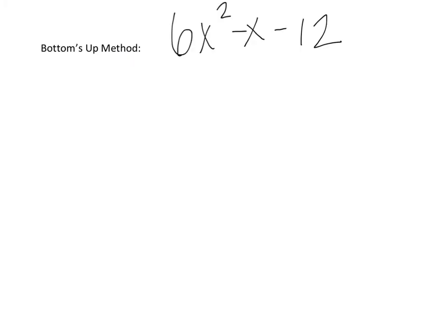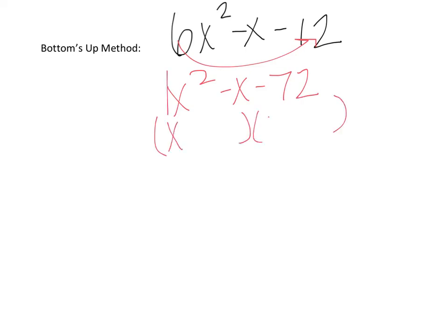Okay, bottoms up method. First thing I'm going to do is multiply my 6 to my -12. x squared minus x minus 72. Factor it like I would with the coefficient of 1. x and x, multiplies to -72, adds to -1: -9, +8. That 6 comes back into play. I take both of these numbers and divide them by 6, and then I reduce.